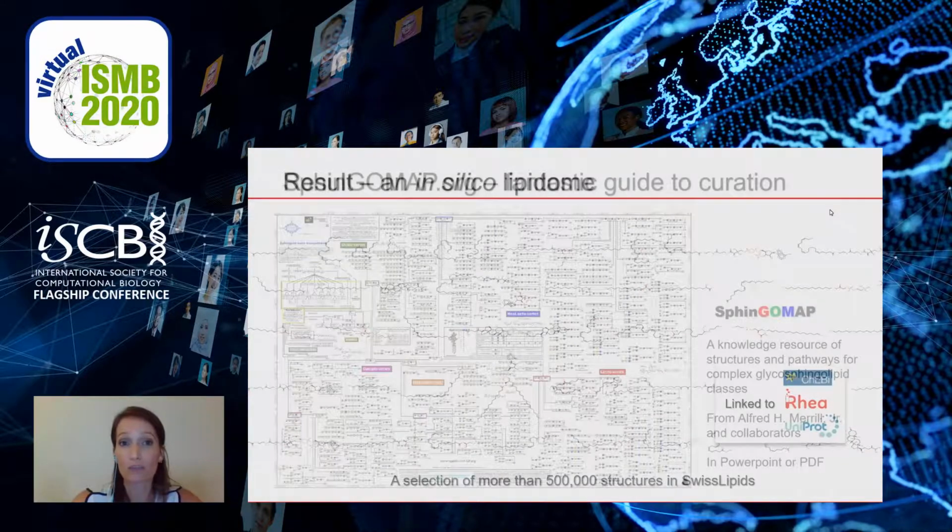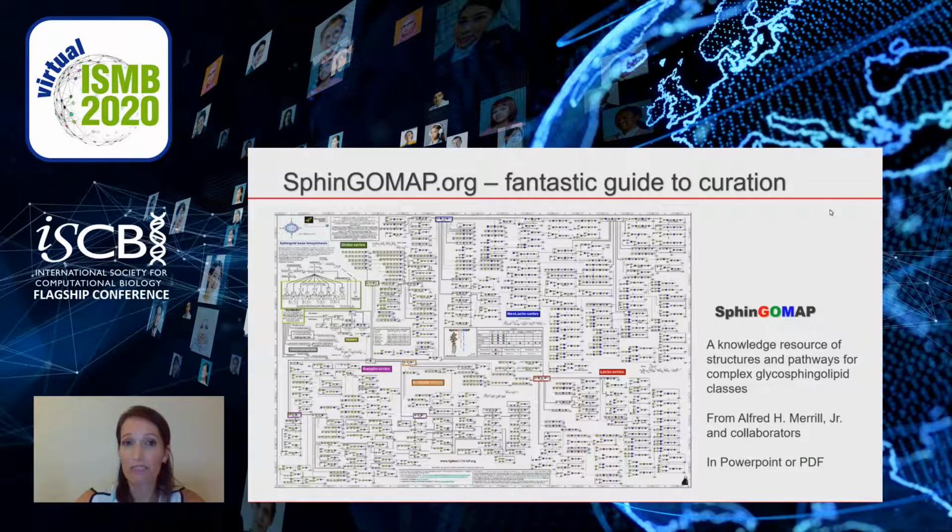One of the most recent curation efforts we did was to digitize SphingoMAP. SphingoMAP is a knowledge resource for complex glycosphingolipids that was developed by Alfred Merrill Jr. and collaborators. And thanks to the curation, now we have enumerated over 400 classes of complex glycosphingolipids, and I will show you in the website one example.